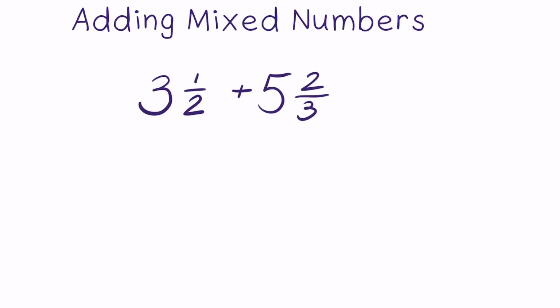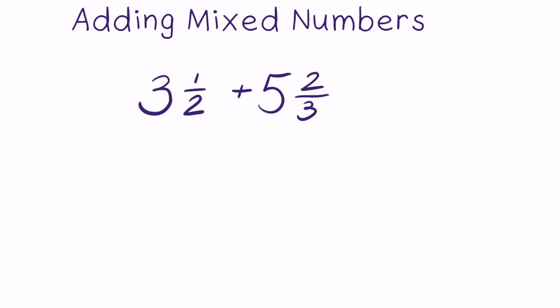Let's practice adding mixed numbers using the example of 3 1/2 plus 5 2/3. Mixed numbers are simply a whole number and a fraction put together into one value. This problem is a mixed number, 3 1/2, plus another mixed number, 5 2/3.